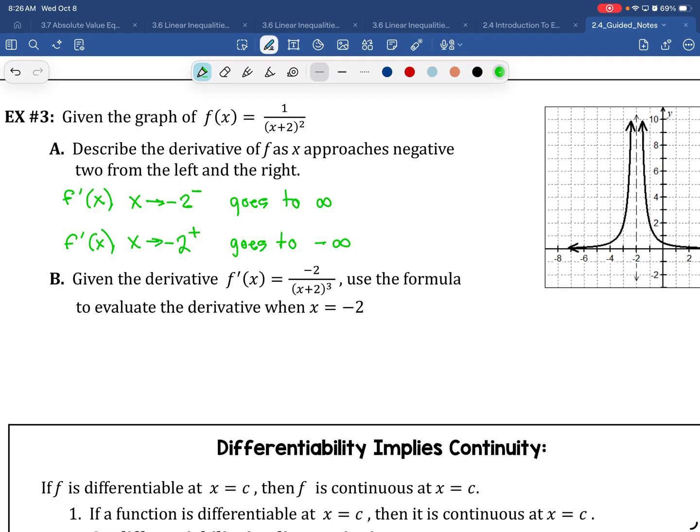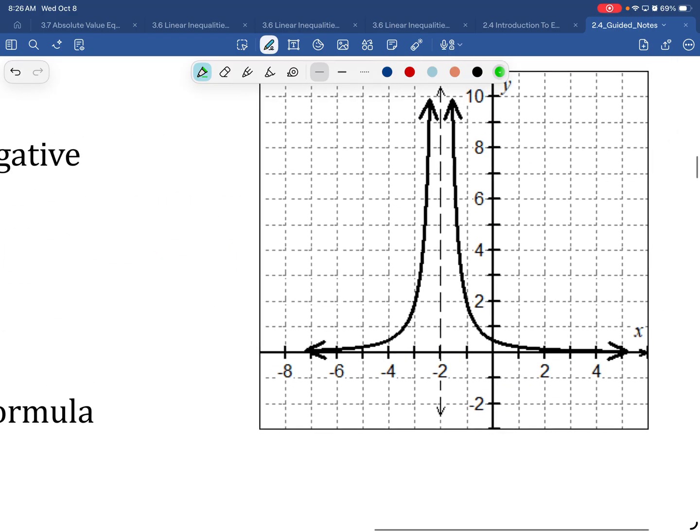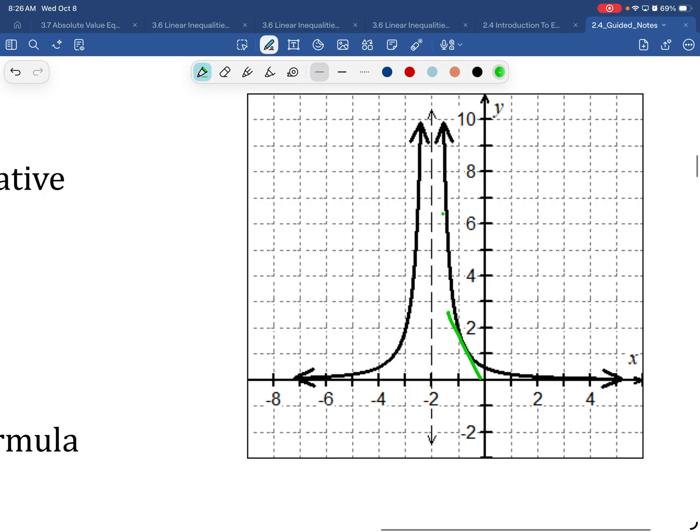I think that's right. All right, so I'm going to pick a point close to negative 2, but on the right side of negative 2. And I just want you to tell me the sign of the slope. Negative. And as I get closer to negative 2, still negative, but steeper, right? So it's a larger negative number, if you will. And as I get really close to negative 2, this tangent line is going to be nearly vertical, but it's approaching negative infinity.